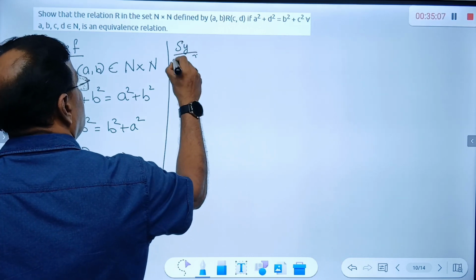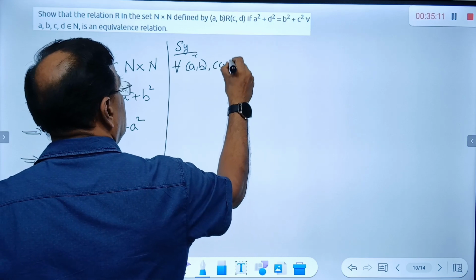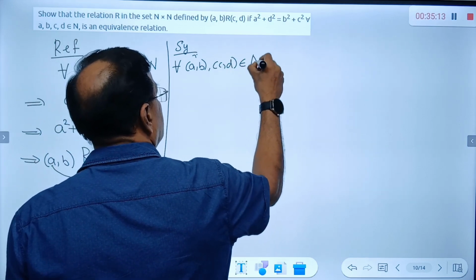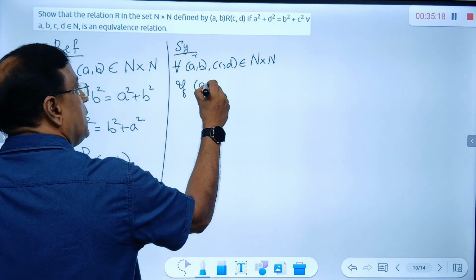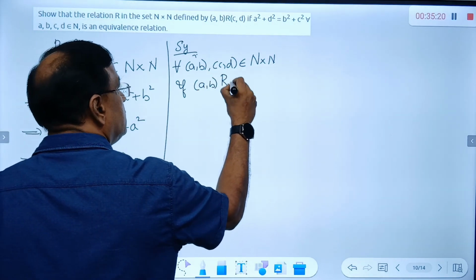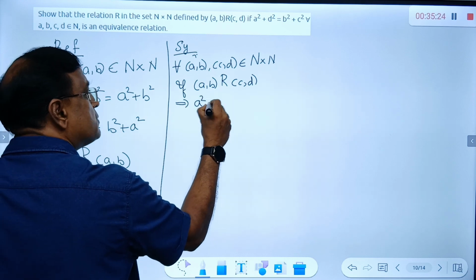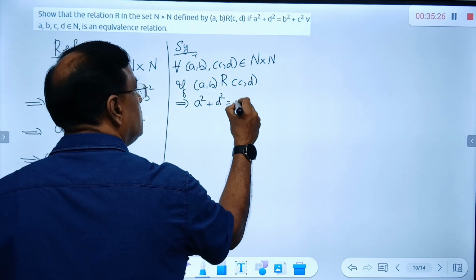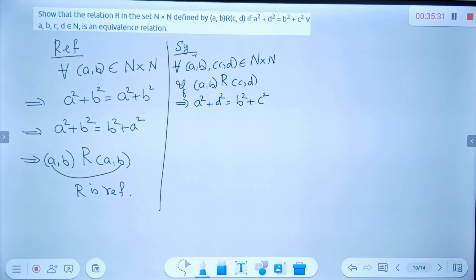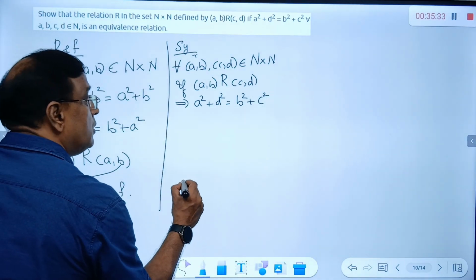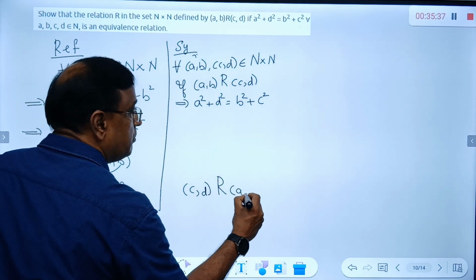Symmetric. For every (a, b) and (c, d) belonging to N cross N, what happens? If (a, b) is related to (c, d), what do you know by the definition? a square plus d square equals b square plus c square. What do I want to prove? I want to prove (c, d) is related to (a, b).